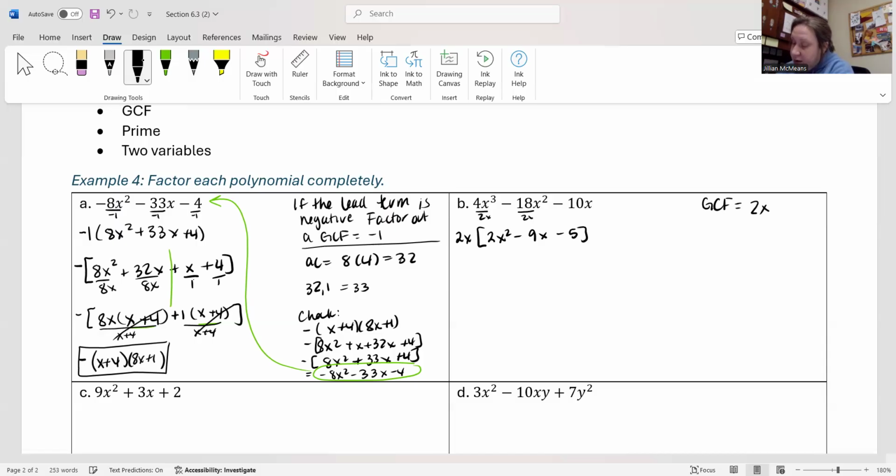I want you to get really comfortable factoring out a GCF so we don't have to go through it step by step every time. So that's what you're going to get there. If you need to pause the video and verify that's what you get, do so. But now we need to do the AC method.